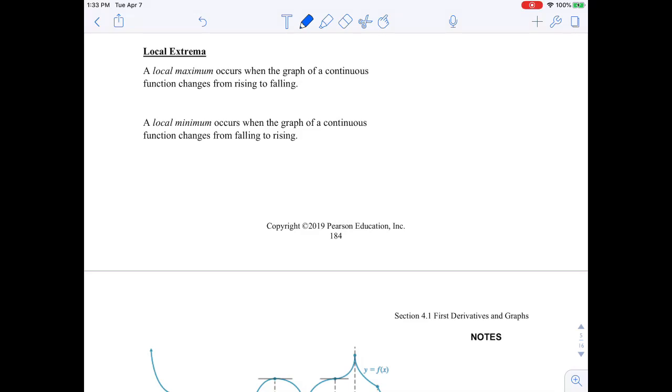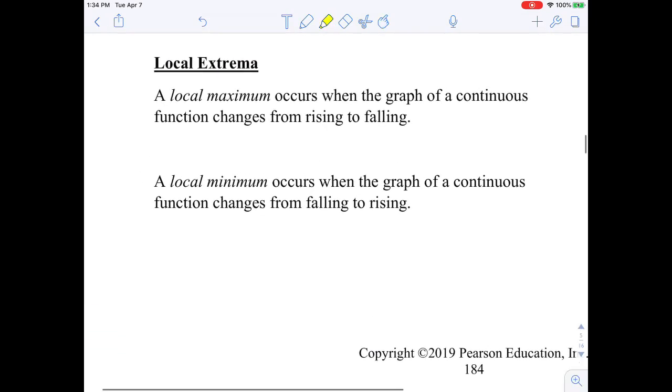Part 2 of 4.1. We're going to get into local extrema. So we're going to look at where a local maximum and a local minimum can occur. A local maximum is when the function goes from rising to falling. And a local minimum is where it goes from falling to rising.